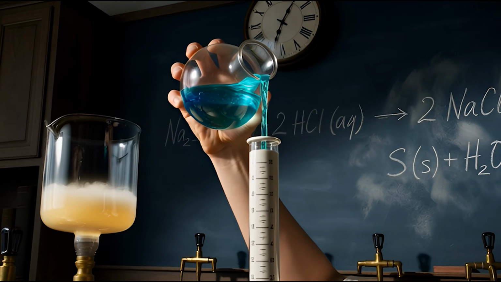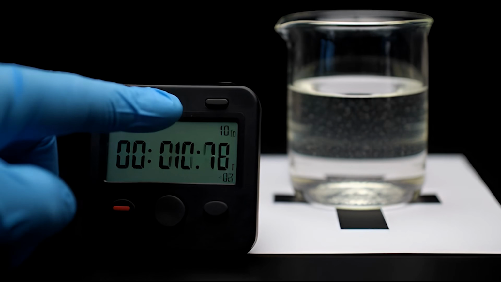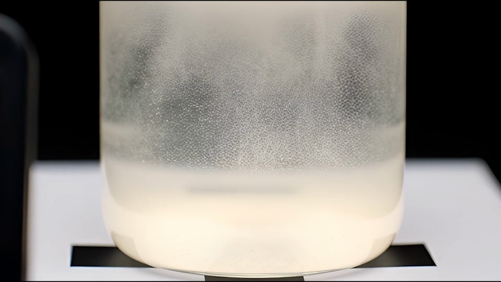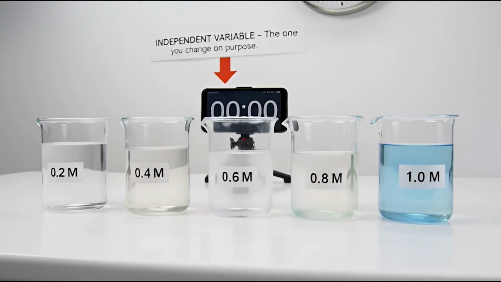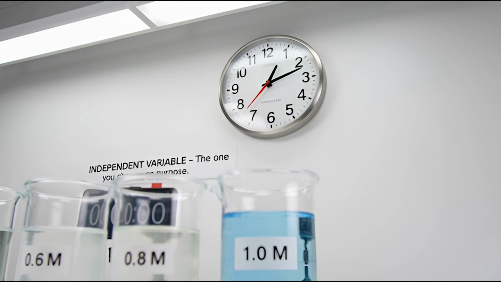How does concentration change the speed of a reaction? Watch the sulfur cloud. What if timing a cloud could unlock a hidden law of nature? Let's find out. This is the independent variable, concentration. You change it on purpose. Now guess which reacts fastest.